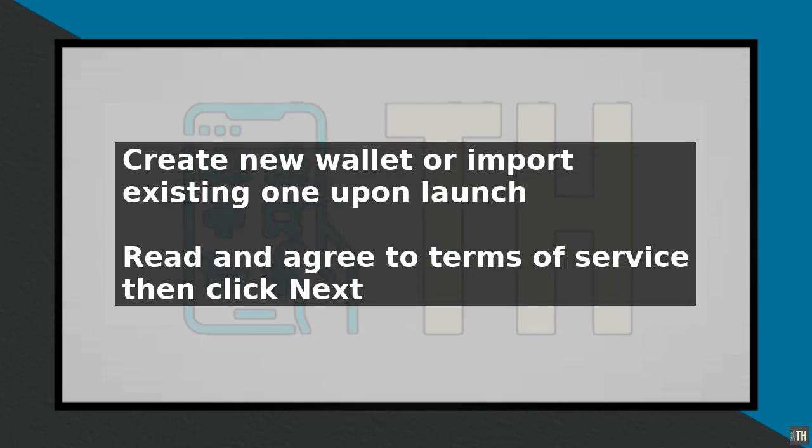Write down the seed phrase and store it in a safe and secure location. Click Next, and you will be asked to confirm your seed phrase by selecting the words in the correct order. This is a security measure to ensure you have properly saved your seed phrase. Once you have confirmed your seed phrase, your wallet will be set up and ready to use.